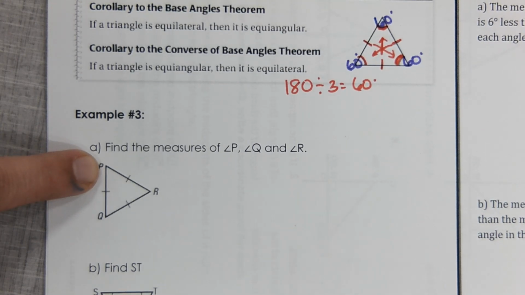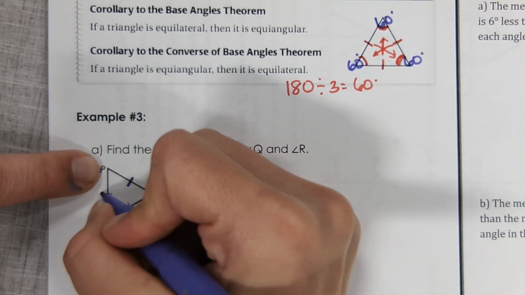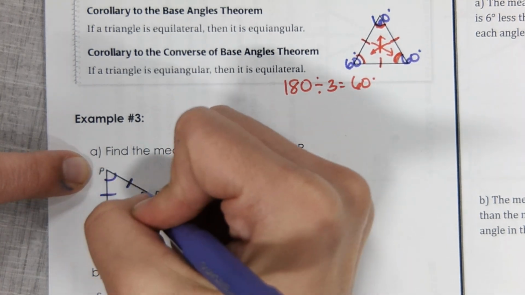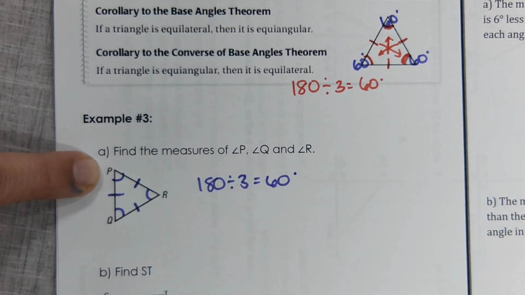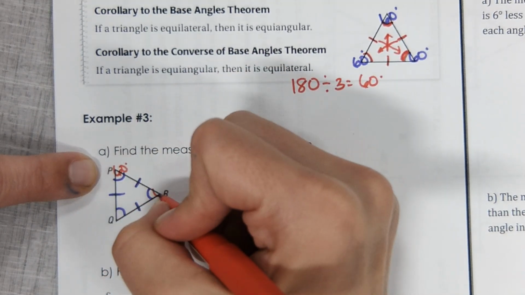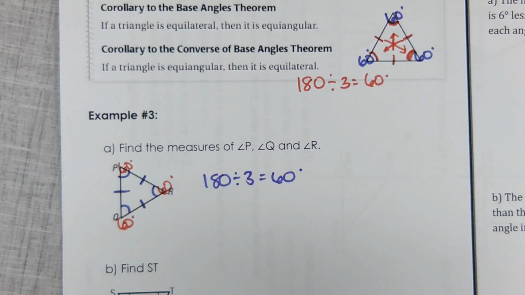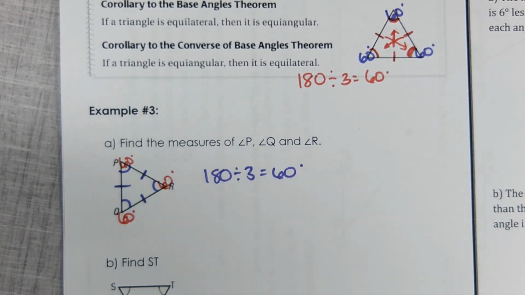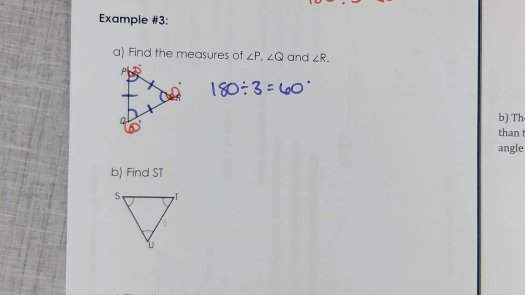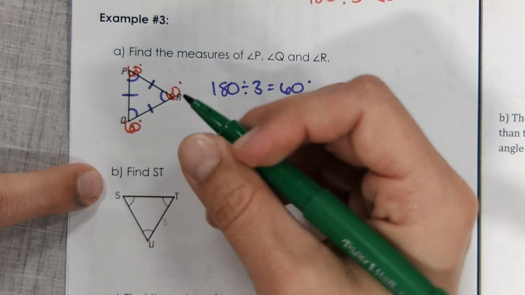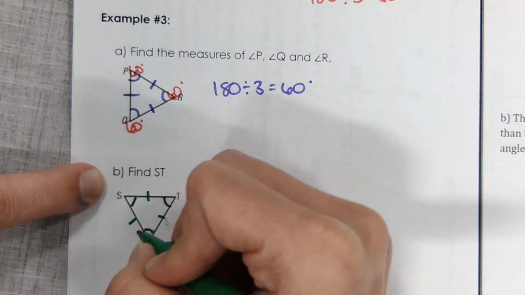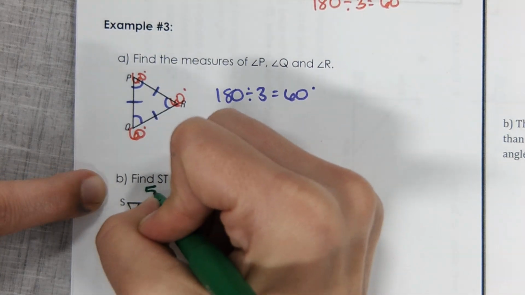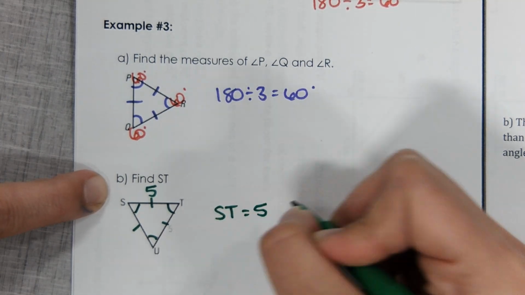Okay, for the first example, it says find the measure of all the angles, shows all the sides congruent, so therefore all the angles are congruent. So 180 divided by 3 is 60 degrees, so therefore all your angles are 60 degrees. Here it says find the length of ST, shows all the angles are congruent, so therefore we have an equilateral triangle, meaning all the sides are equal. So if this is 5, then this is 5, ST equals 5.